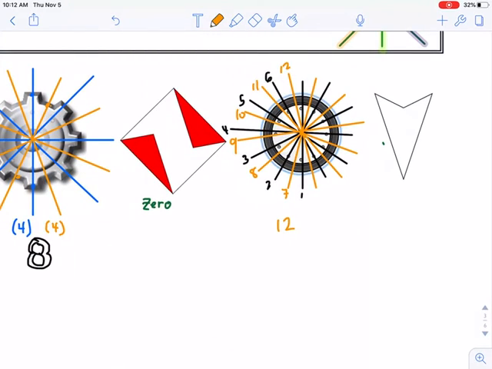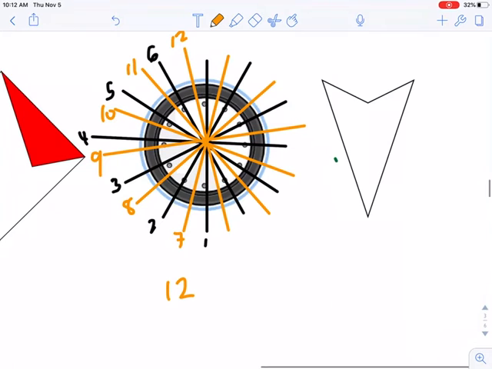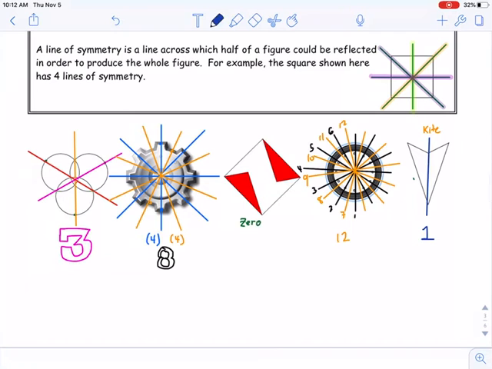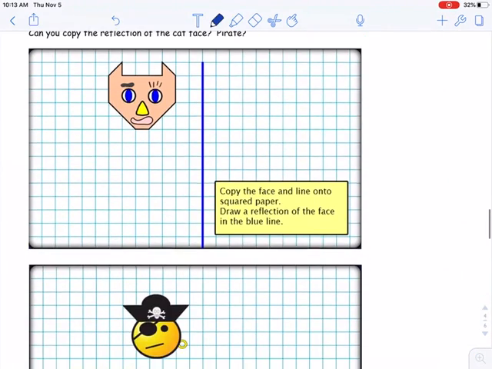And then we got this one. This actually has a geometric name. The geometric name for this one is a kite. And this kite only has 1 line of reflectional symmetry. If you put a mirror right there, it would still look exactly the same. All right, so that's it for reflectional symmetry.